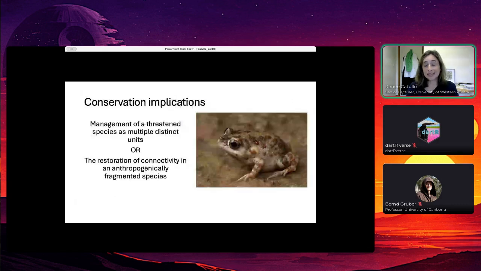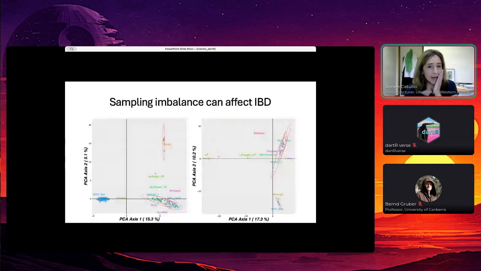And so what that could result in is the management of a threatened species being targeted at discrete units versus us choosing to do a restoration of connectivity in what's an anthropogenically fragmented species. So these actions can have real consequences.